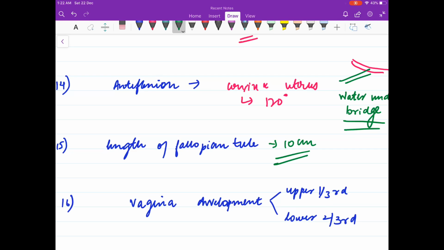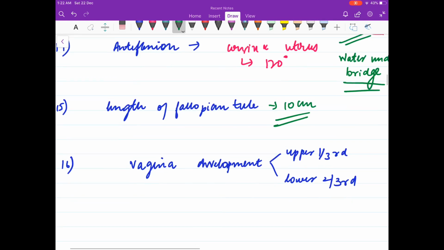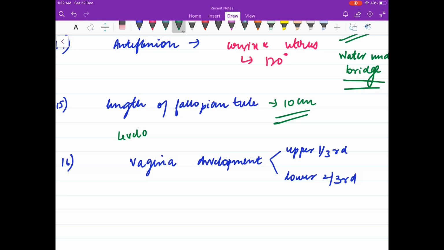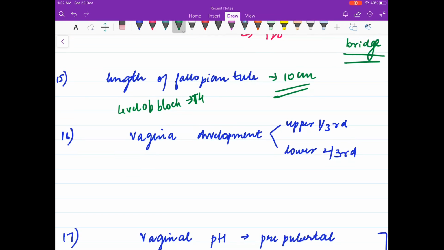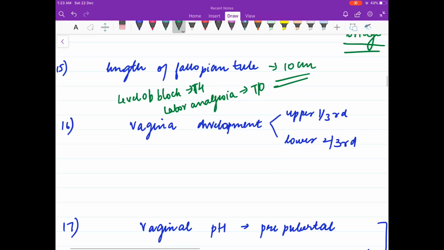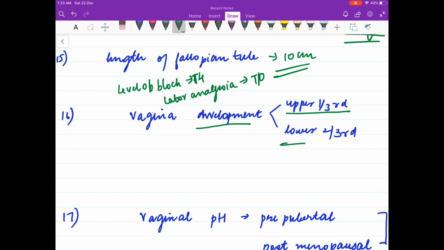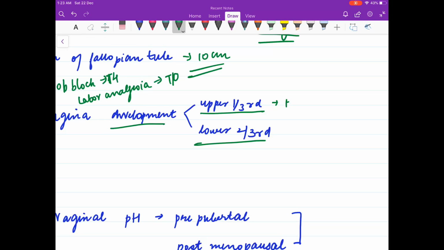Okay. So friends, what is the level of block in C-section? It is T4. And during labor analgesia it is T10. Vagina development: upper 1/3 is from Mullerian ducts, and lower 1/3 is from urogenital sinus.